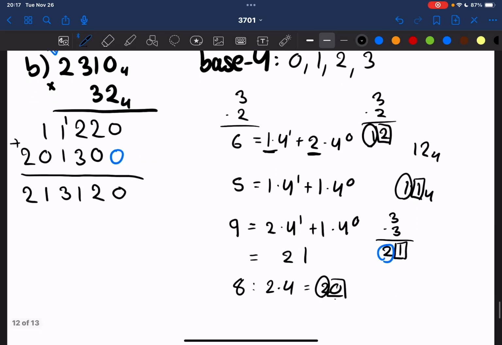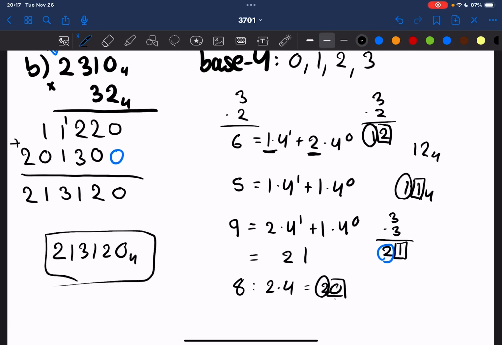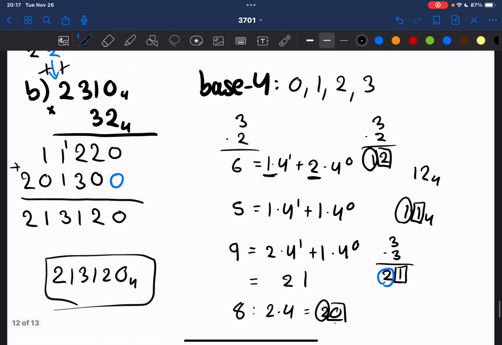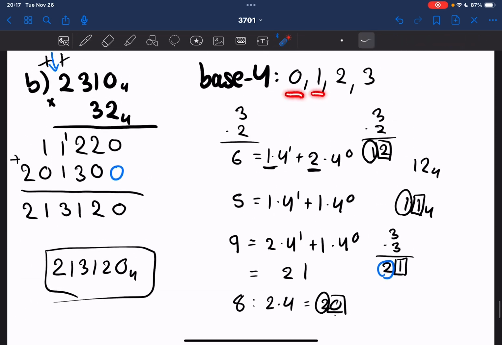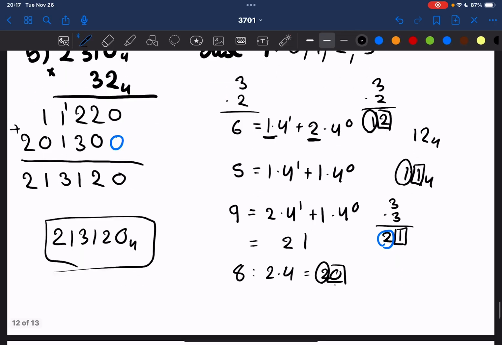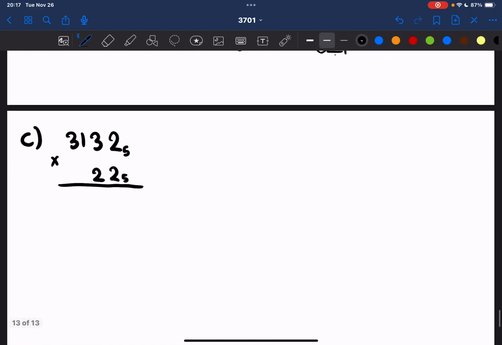So our final answer in this case would just be 2, 1, 3, 1, 2, 0 base 4. And that's it. And we know that our answer is probably right. I mean, we've got our answer written in the form of 0, 1, 2, and 3, right? There's nothing greater than that. We could go check it by converting it back into decimal, but you can trust me. I think that should be clear enough.